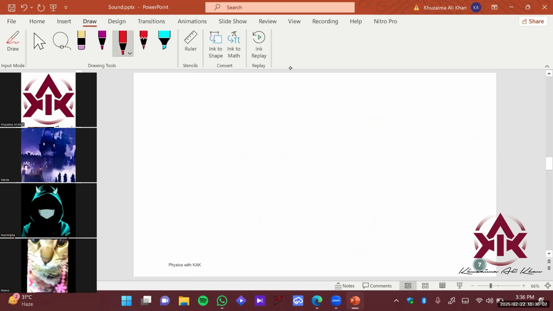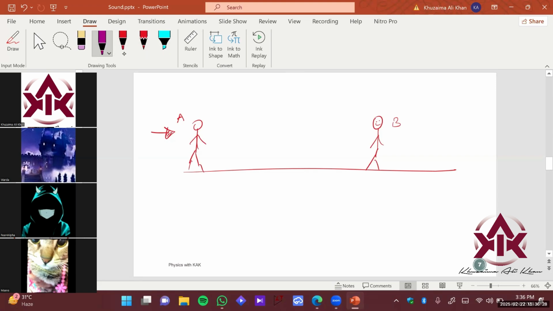Let me tell you guys over here. Let's say a person A is speaking here, and let's say this is person B. So when person A speaks, he transmits sound waves. Sound waves always transmit through this set of waves. You can see multiple things here.